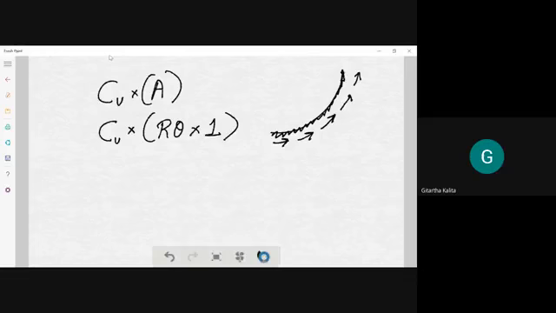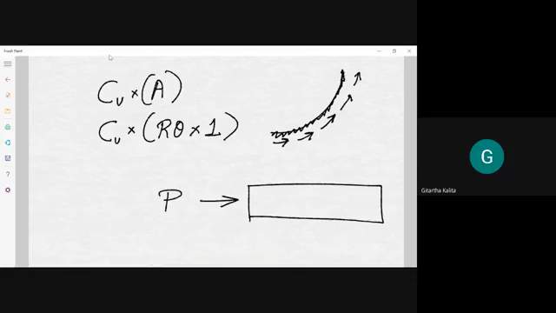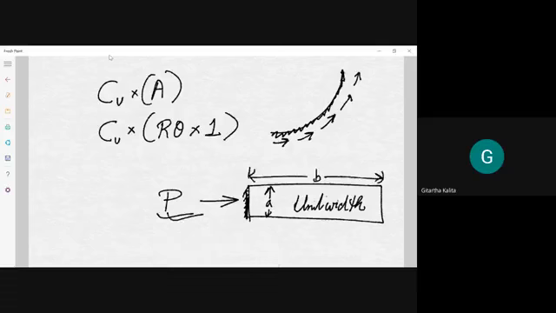It's the same as this. Suppose there is a bar and the load is applied on this cross section, and the bar is of unit width. Suppose this length is A and this length is B. What is the area on which P is acting? P is acting on the area A into 1. Since it is of unit width, the whole diagram is taken as unit width, so area will be length into width.